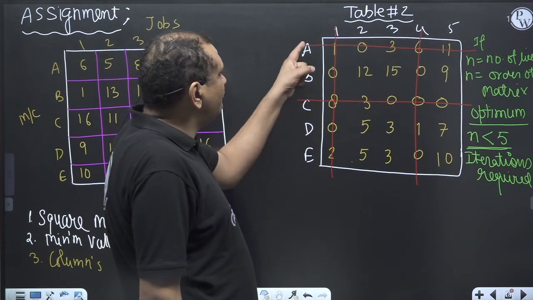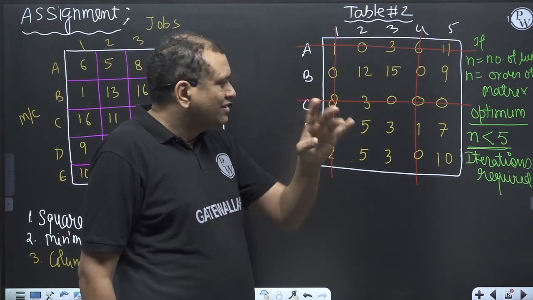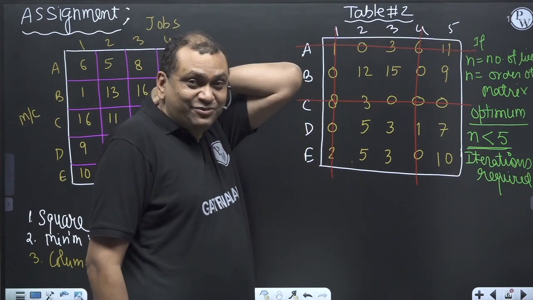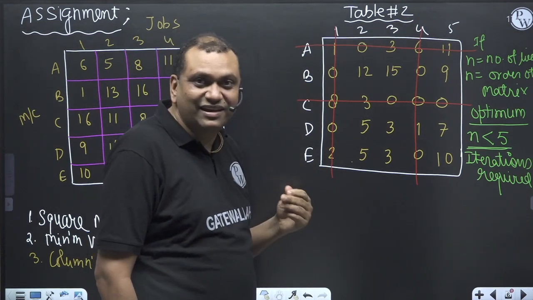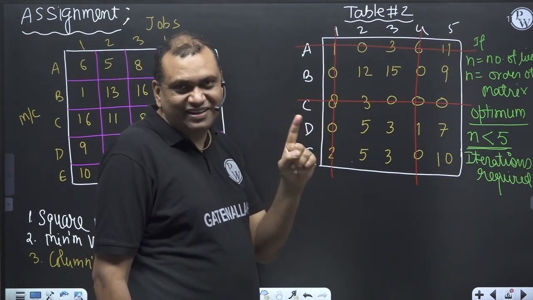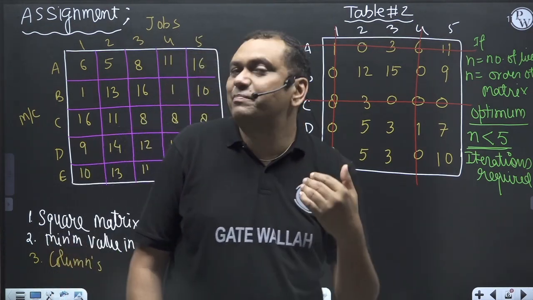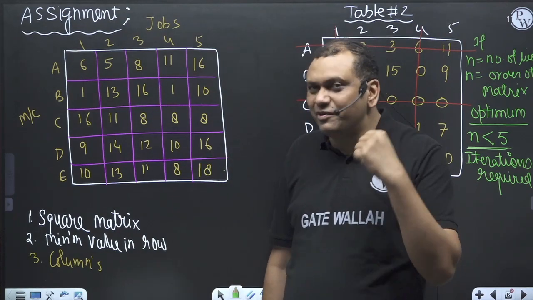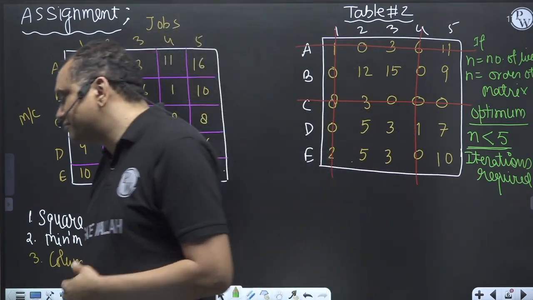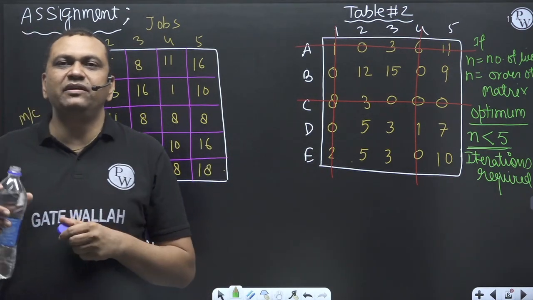Number of lines are 1, 2, 3, 4, 4 lines. Order of matrix is 5 here. Correct? So this matrix is not an optimum one. If the number of lines is less than the order of the matrix, it means the matrix is not an optimum one. Further iterations will be required.